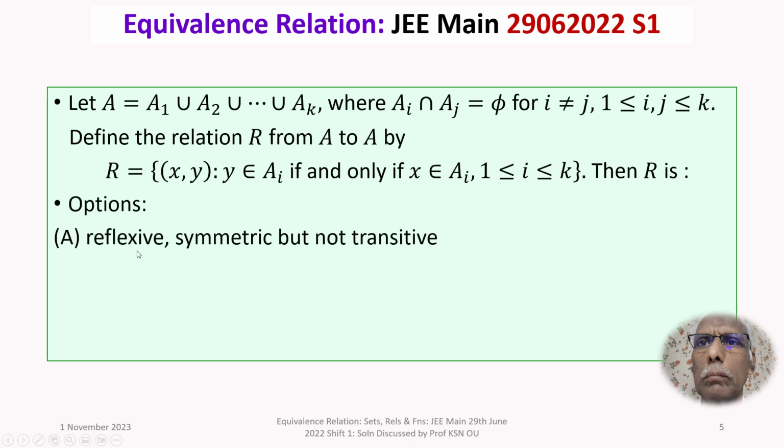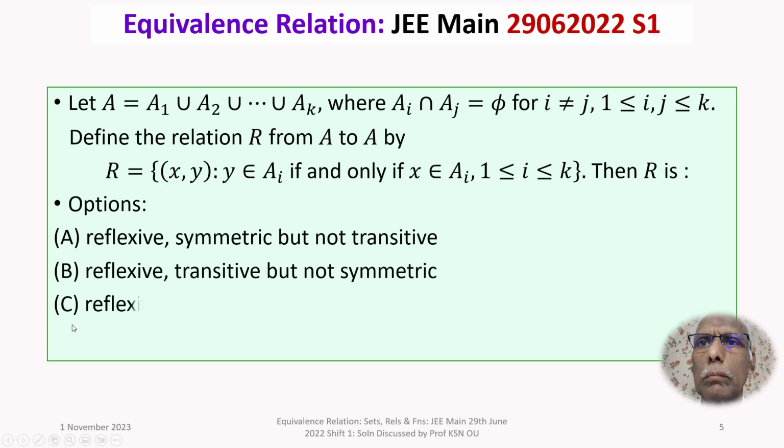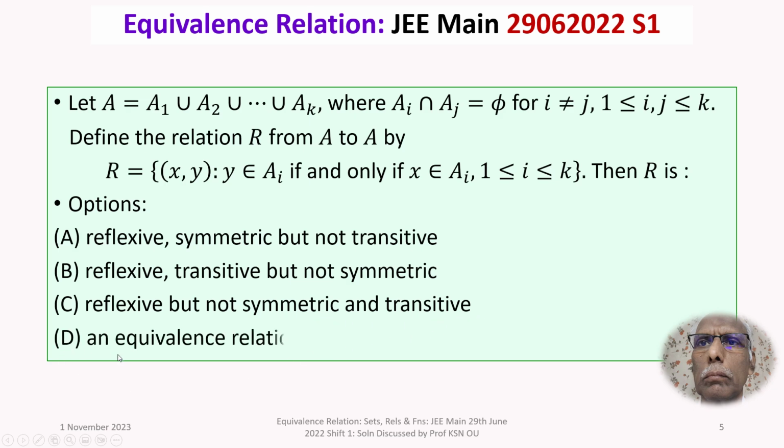Option A, reflexive, symmetric but not transitive. Option B, reflexive, transitive but not symmetric. Option C, reflexive but not symmetric and transitive. Option D, an equivalence relation.